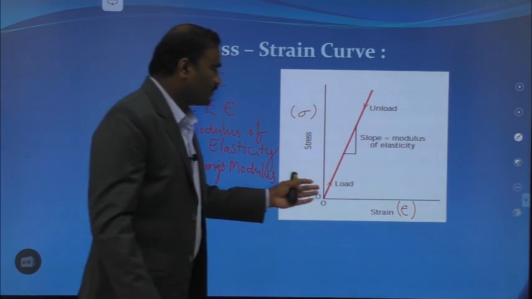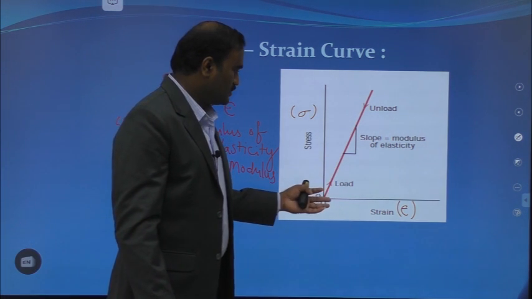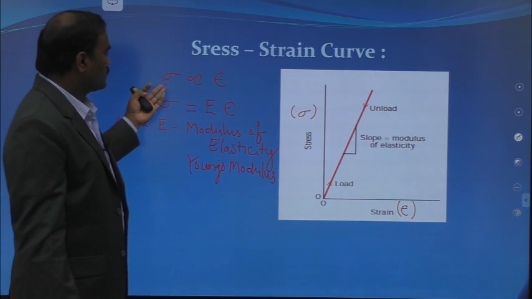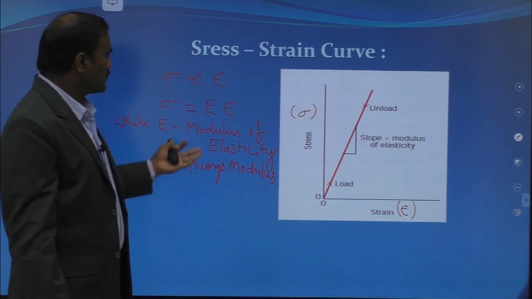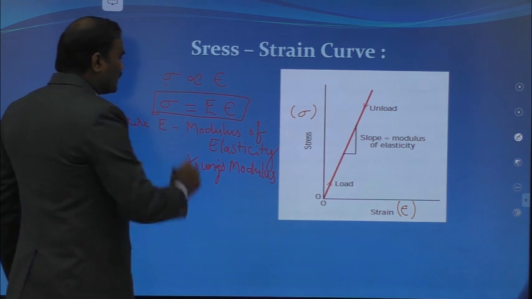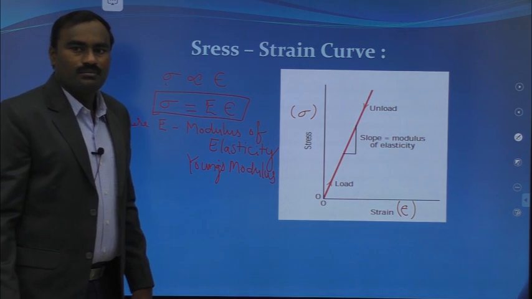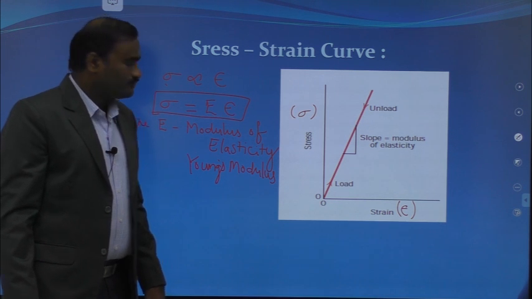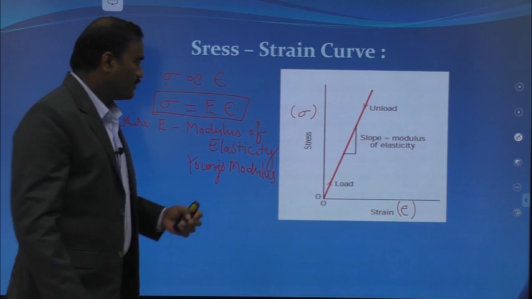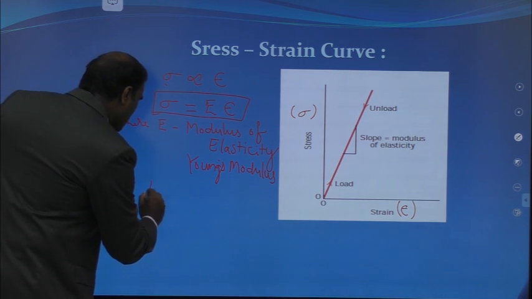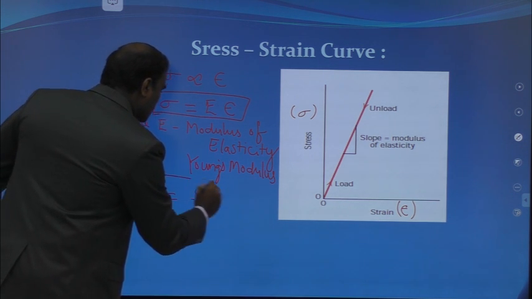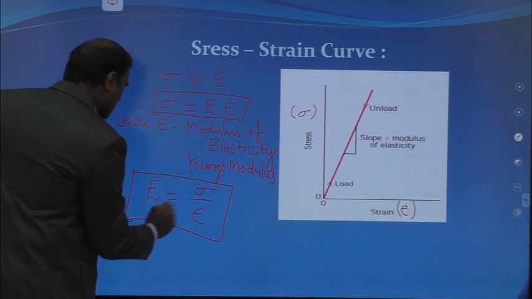Here we have considered tensile stress. When we apply tensile stress on a particular material, the stress is directly proportional to strain. So we have this relation sigma is equal to E epsilon, where E is called modulus of elasticity. It is also called Young's modulus. From here we have E is equal to sigma by epsilon.